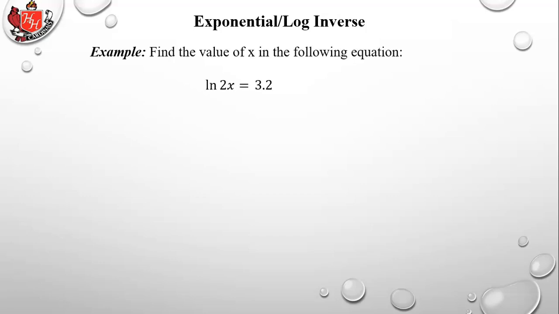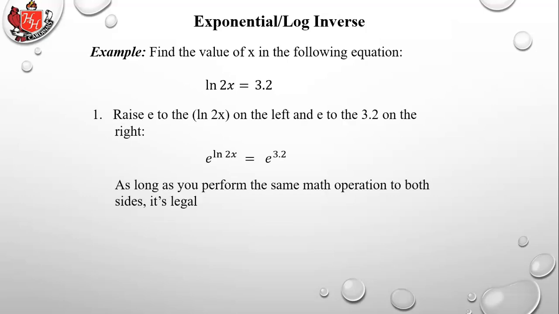So let's find the value of x in the following equation. So you have natural log of 2x equals 3.2. So now you have an x inside of a natural log. So you need to get it out of there so you can solve for what number it is. So you raise e to the natural log of 2x on the left and e to the 3.2 on the right. Again, anything you do to one side is legal as long as you do it to the other. So you can see what we did there.